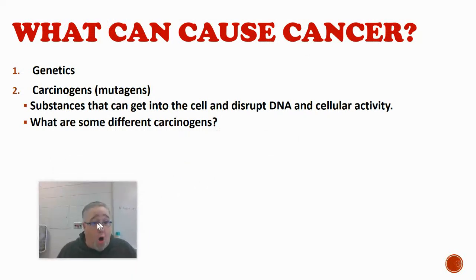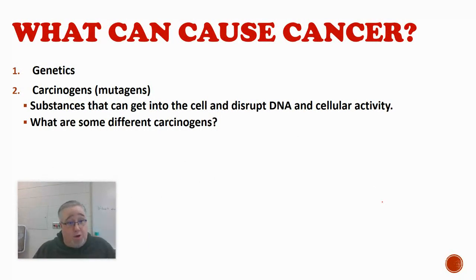Now, what can cause cells to one day be normal, and then the next day they're not normal? They're dividing uncontrollably and they're cancerous. Well, one of those things is genetics. There are certain types of cancers that are genetic. Now, that doesn't mean that, let's say your mom had breast cancer, or your dad had prostate cancer, or your grandpa had lung cancer, that you're necessarily going to get cancer.